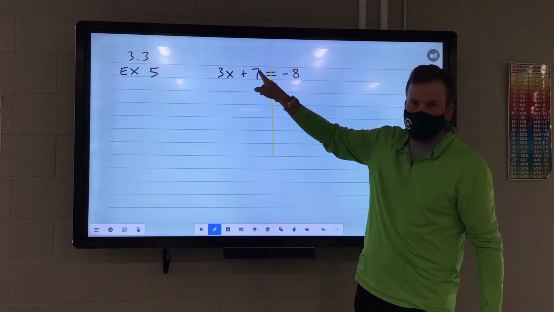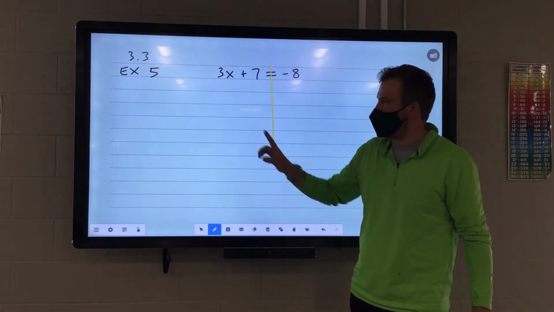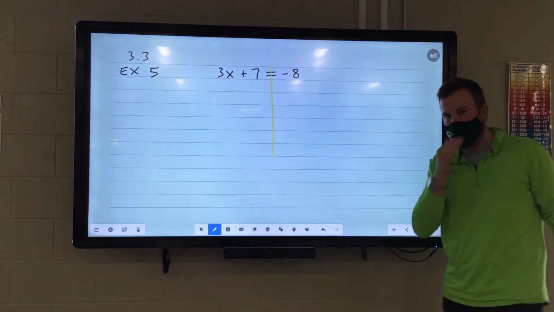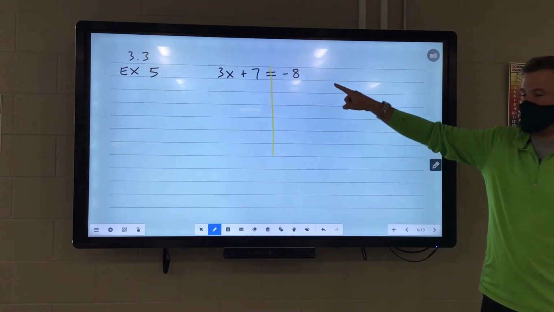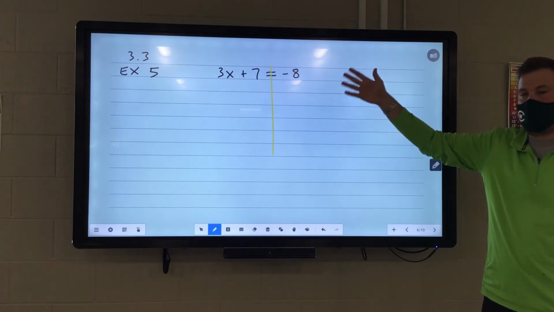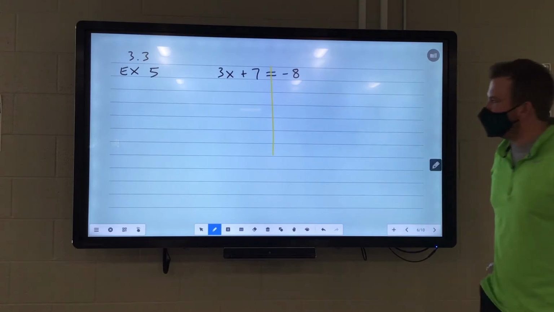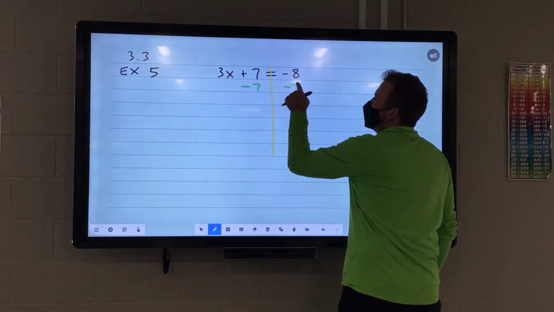So we are going to need to undo both of those operations, both the multiplication by 3 and the addition of 7. Now, typically speaking, when we have those two types of operations going on, we like to get rid of the addition or the subtraction first. So first, I'm going to get rid of the plus 7. The opposite of adding 7 is subtracting 7, and I need to do that to both sides of the equation.